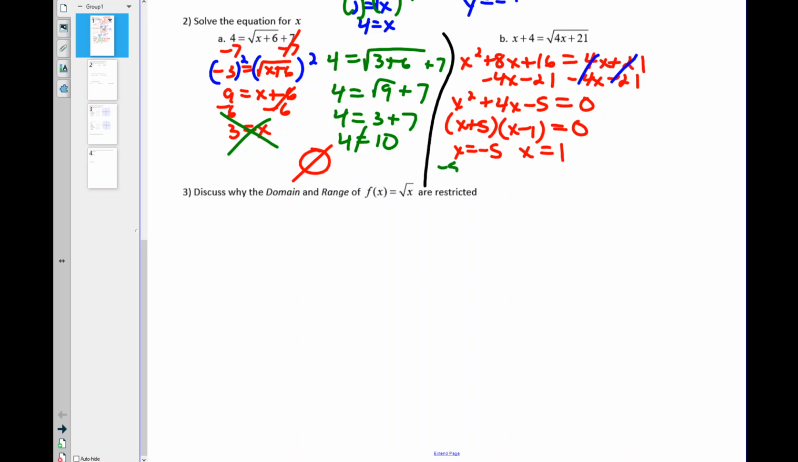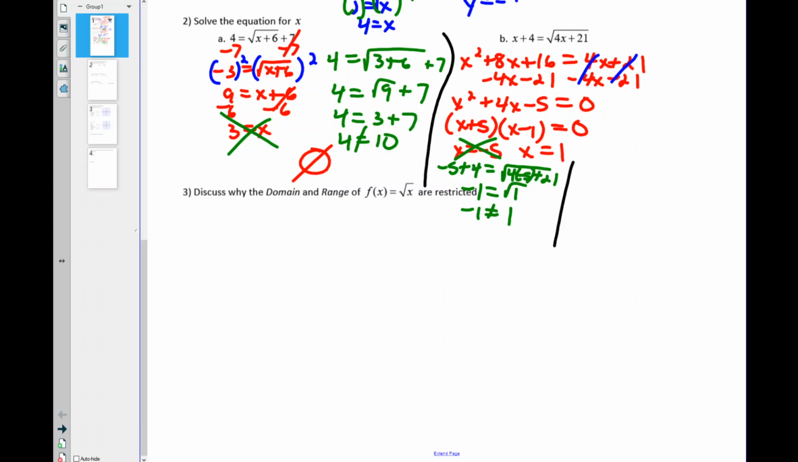I plug in the negative 5 plus 4. Yeah, that's going to be an issue, because there's no way that square root is going to give me a negative, but let's just prove it. This side is negative 1. This side gives you square root of 1, so negative 1 is not equal to 1. Not a solution. If the next one works out, great. If not, what happens? Then it'll have no solution.